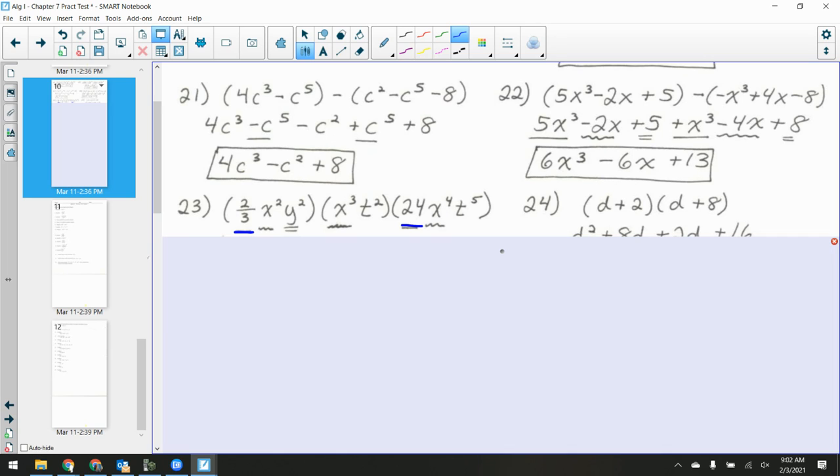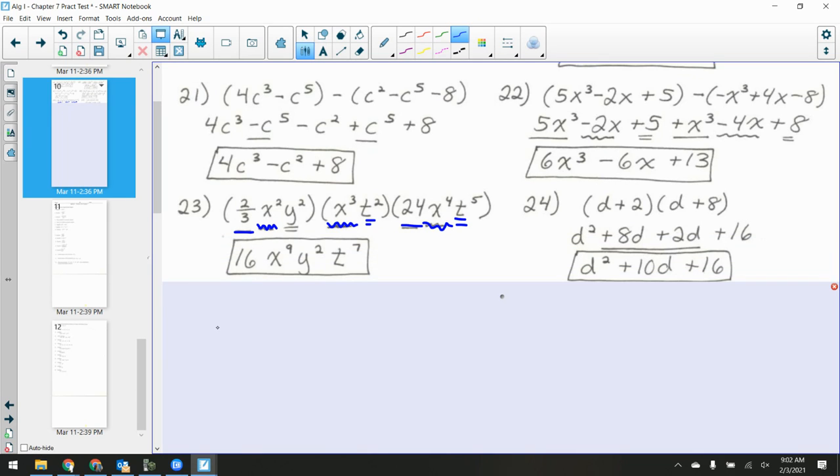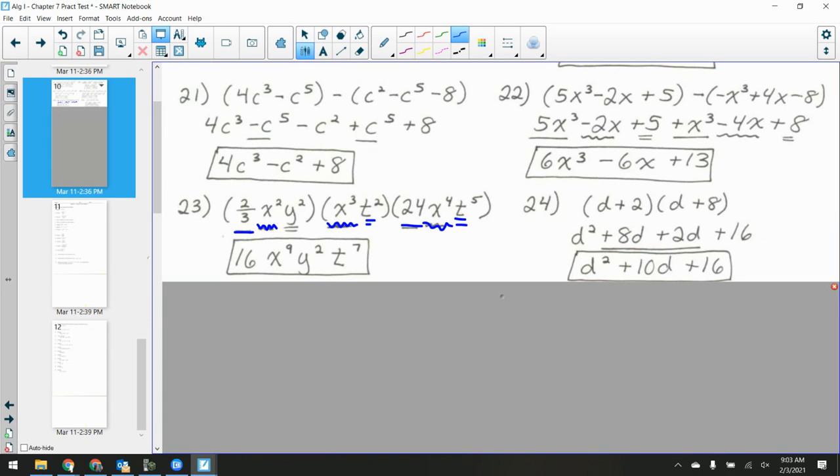Good. And then what is x squared and x to the third and x to the fourth combined to be? X to the what? Good. X to the 9. Then I don't have any y squareds to combine, and then I've got a t to the second and t to the fifth. What is that going to be in the end? T to the 7. So my final answer here is 16 x to the 9th y squared t to the 7. Good. I'll show that again in a second.